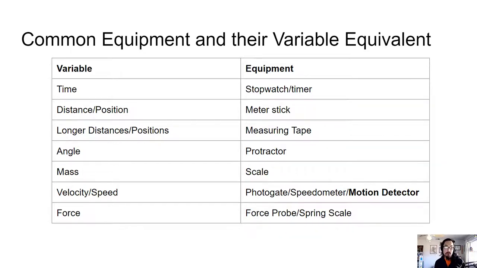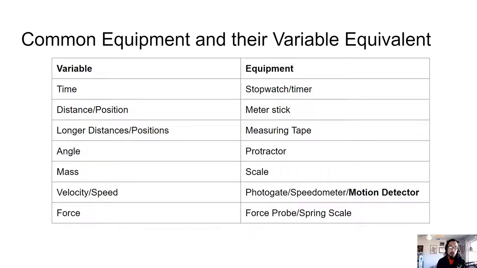If you want to measure velocity or speed, there's this idea called a photogate or a speedometer or a motion detector. Okay, so all three of those tell you how to find the velocity or speed, and I will draw this out to explain how to set up that equipment a little bit better.